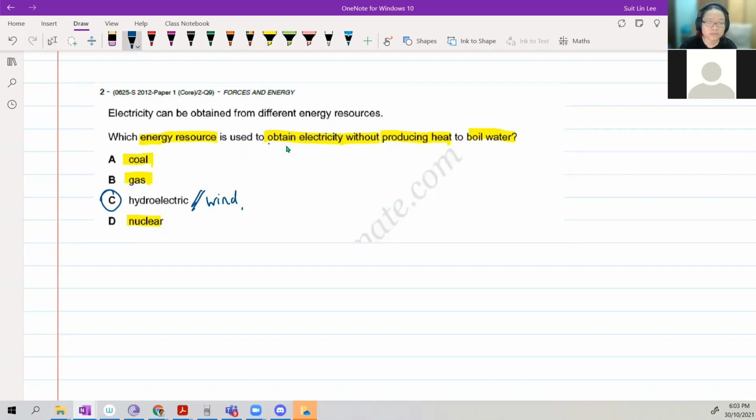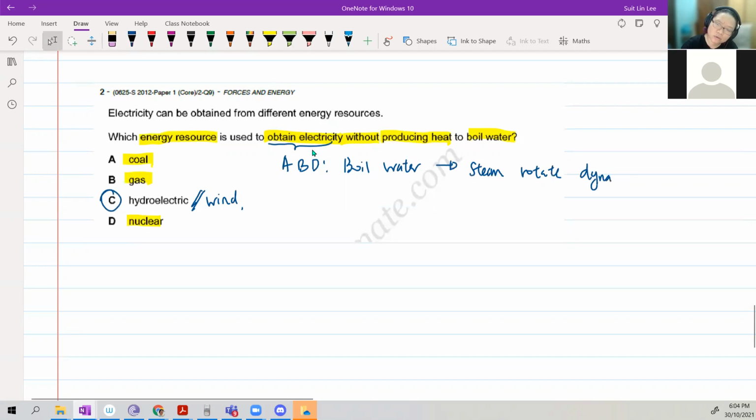Okay, so to obtain electrical energy for A, B, and D, we will boil water and then the steam will rotate the dynamo. So this is the start of the steam engine, because when we rotate the dynamo, we can generate electricity. How does it work? That one is also a bit later. We will revisit this again. But that's the whole idea.